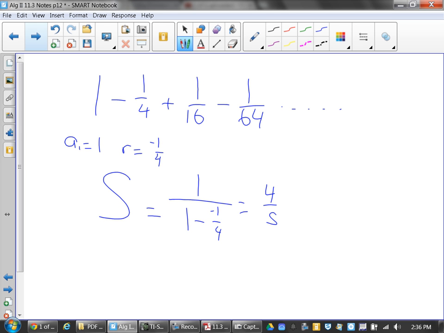Now, one of the other things I wanted to show you really quick here is, if I'm looking at this generic formula, do you see that there are 3 different variables? The sum, first term, and the rate. So if you're given 2 of them, could you solve for the third? Yes. Okay, let me give you some homework.